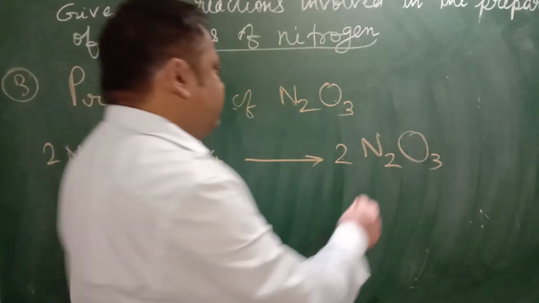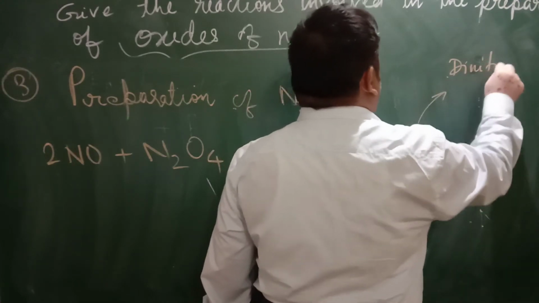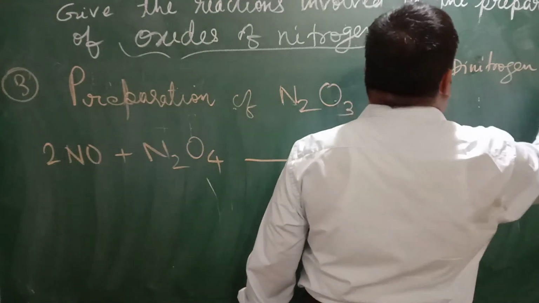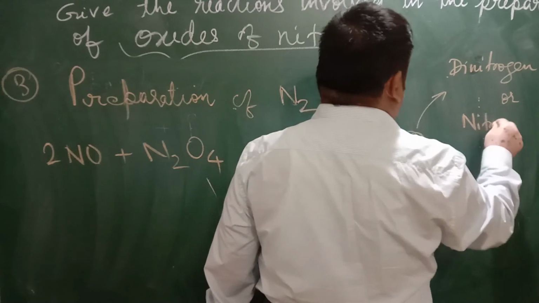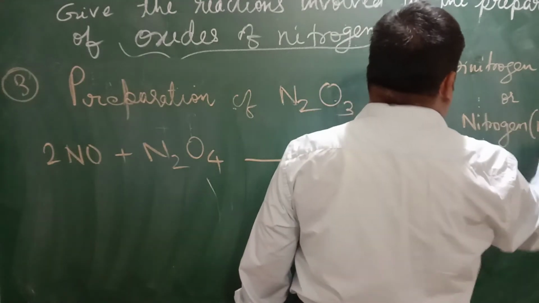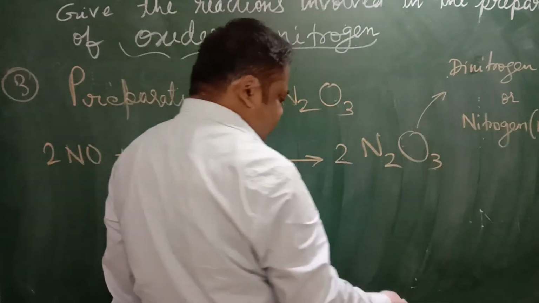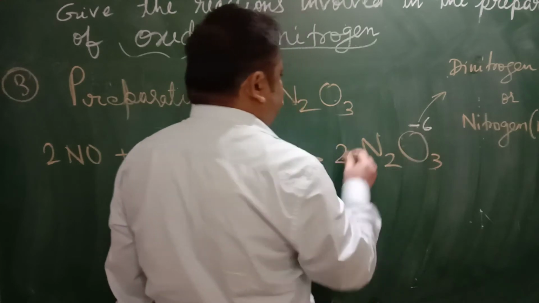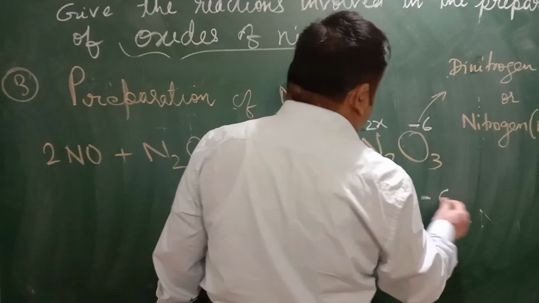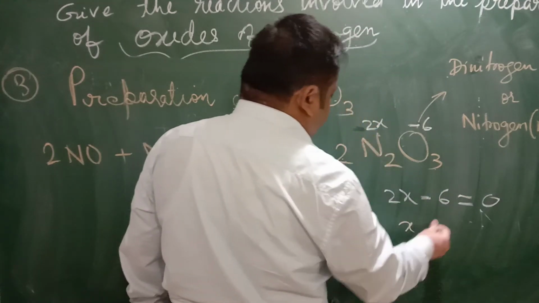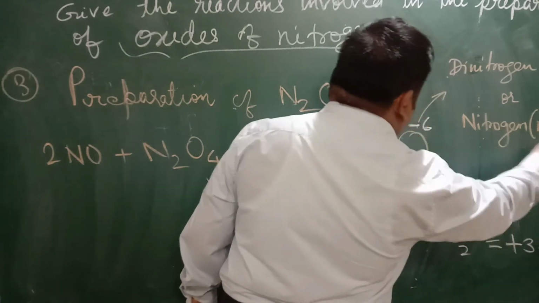This will be named as dinitrogen trioxide or nitrogen 3 oxide. How is this 3 coming? Oxygen will be minus 6, and nitrogen will be 2x. So 2x minus 6 will be equal to 0. So x will be equal to plus 6 by 2 equal to plus 3. That is how this plus 3 is written over here.